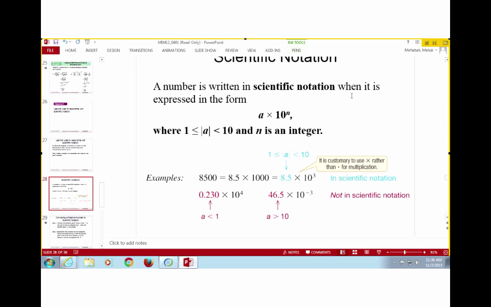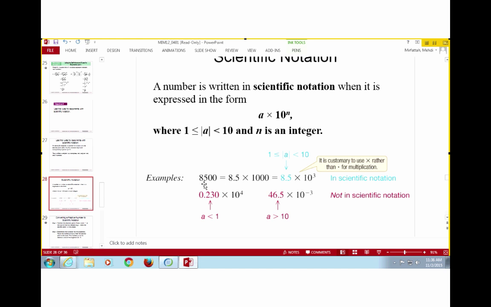A number is written in scientific notation in the form of a times 10 to the power of n, where the absolute value of a is between 1 and 10. So this number has to be between 1 and 10, and n could be either plus or minus. So let's take a look at some examples.